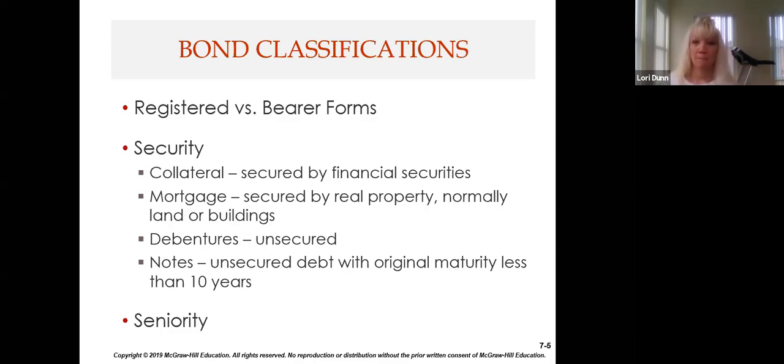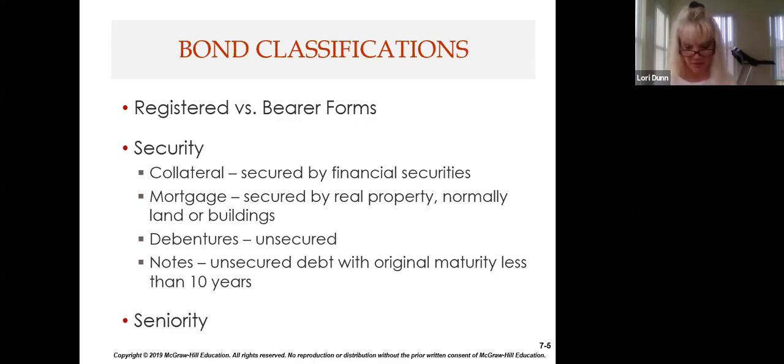And then there's also, they will refer to bonds as notes that are unsecured debt with original maturity less than 10 years. So it's just how long it takes to mature. It's just a different reference we would use for a bond. It would be called a note. So most bonds are long-term. They're going to be more than a year, 10, 15, 20 years from the date of the sale to the date the bond matures. The final area right now on this slide is seniority. So different bonds have what's called different seniority when it comes to repayment.